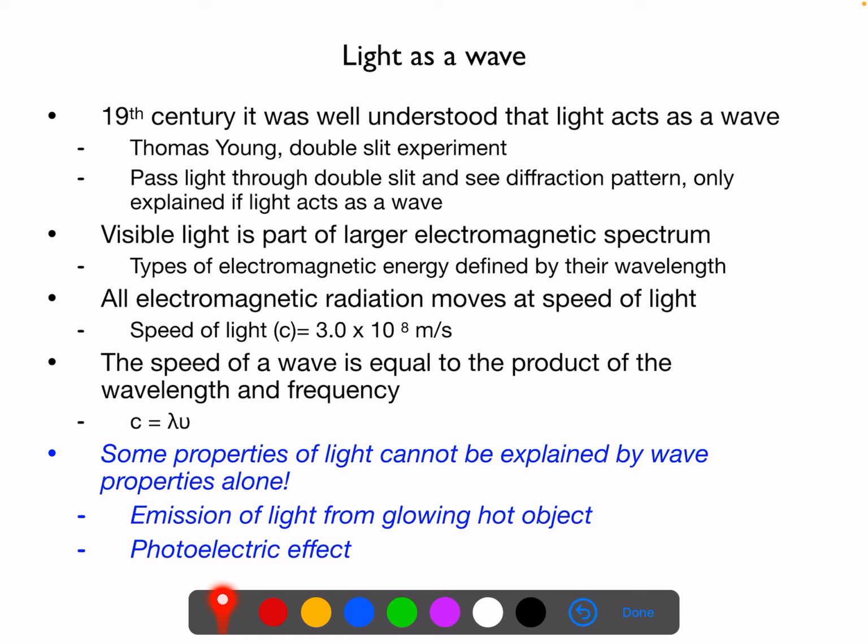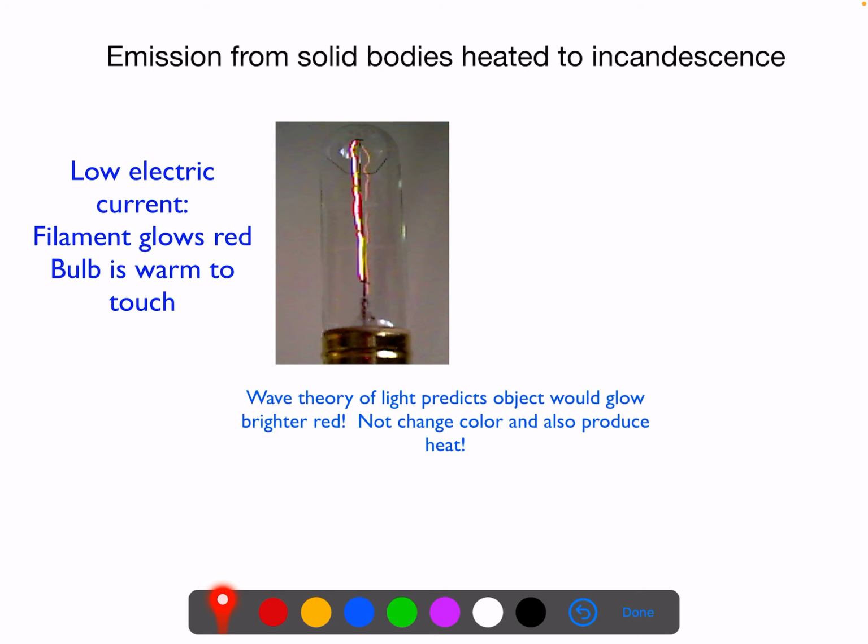However, at this time, there were still some properties of light that couldn't be explained by light being a wave. And the two things we want to look at quickly are what's known as the emission of light from a glowing hot object, which is also known as black body radiation, and the photoelectric effect. So let's look at each of these in turn and then how it was solved.